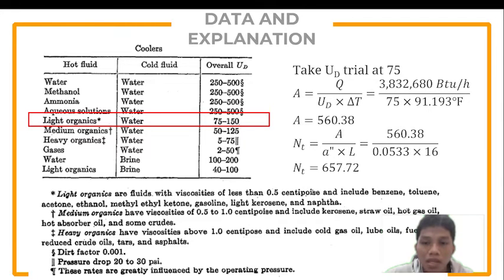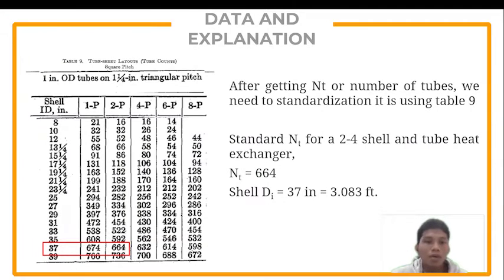Then we calculate NT and get the number of tubes is 657.72. Because our number of tubes is not available in Table 9, we need to standardize it and get the closest value, which is 664. From this table, we can also determine the shell inner diameter, which is 37 inch.